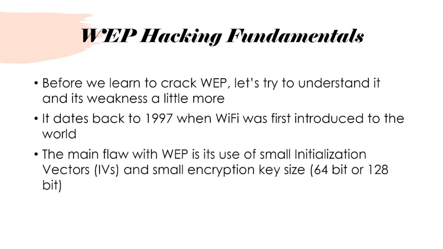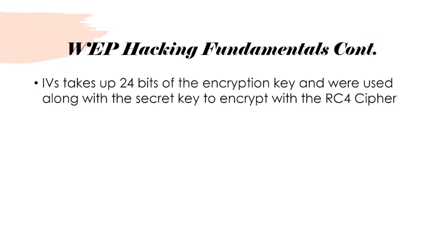The main flaw though with WEP was the use of small IVs and the size of the encryption key, which was pretty small. It was either 64-bit or 128-bit. So the IVs take up 24 bits of the encryption key, and they were used along with the secret key to encrypt with the RC4 cipher.